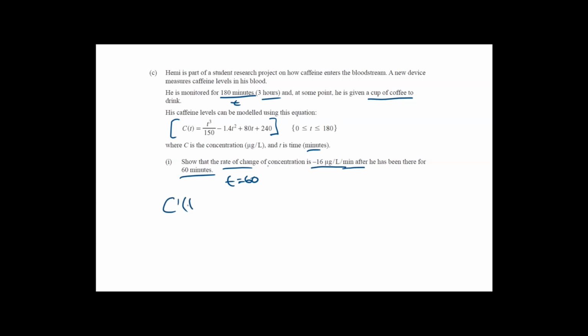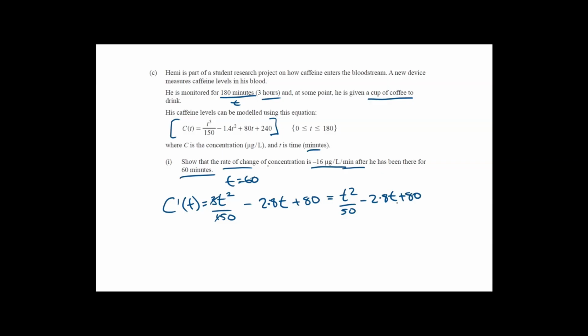C prime of t is going to be t squared over 3. So we're going to need to simplify this a bit more. Minus 2.8, 2 times 1.4 is 2.8. Plus 80, and I'm just going to copy these out. So t squared over 50 minus 2.8t plus 80.